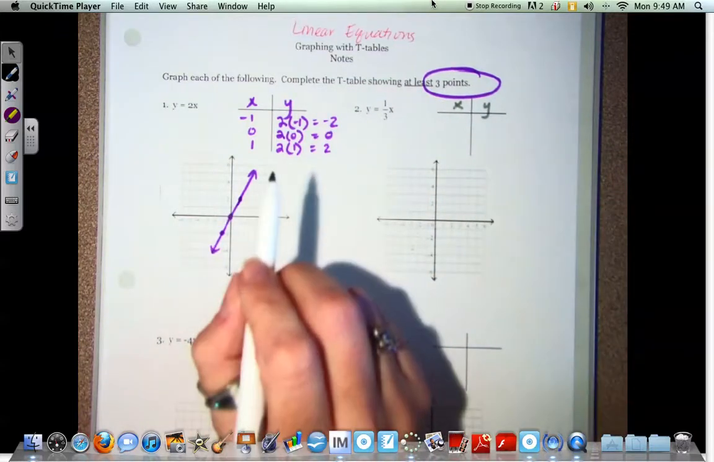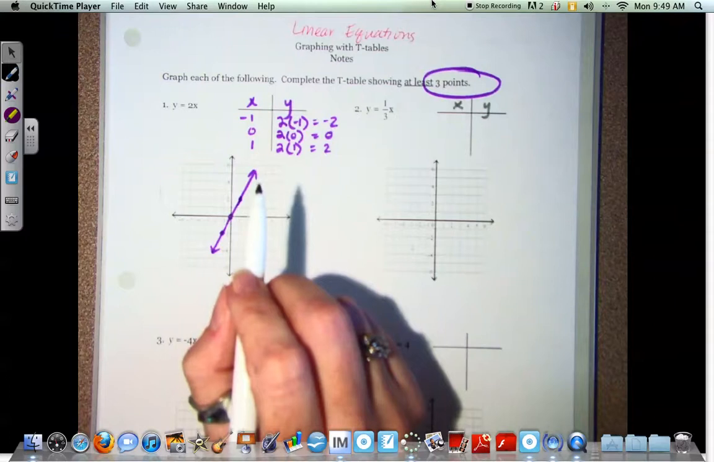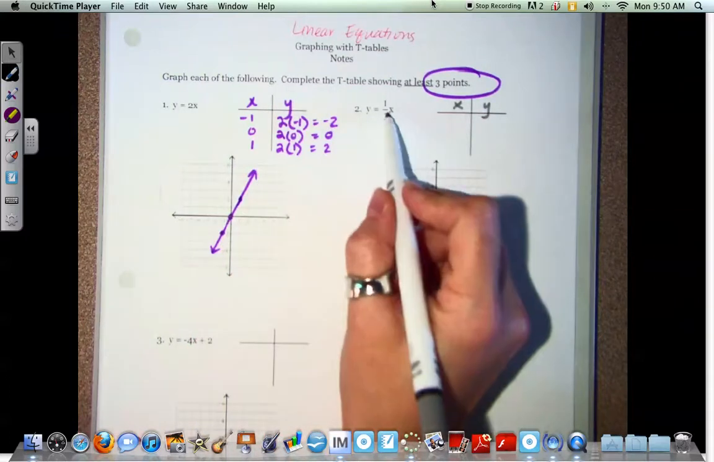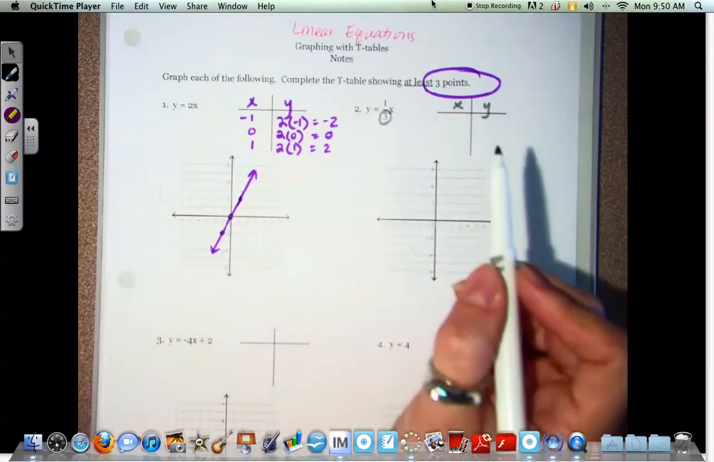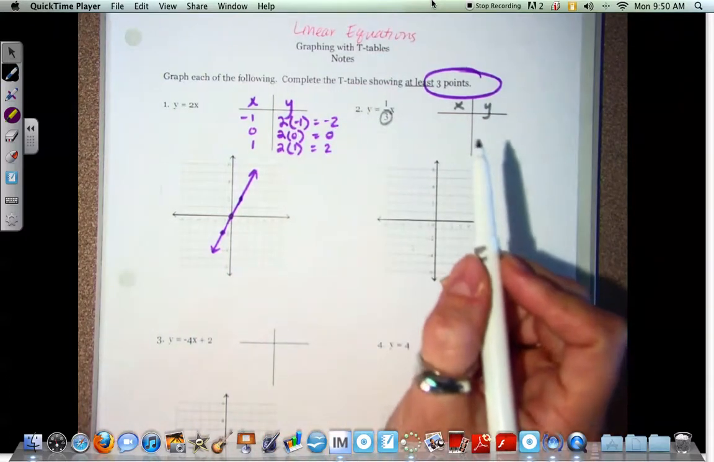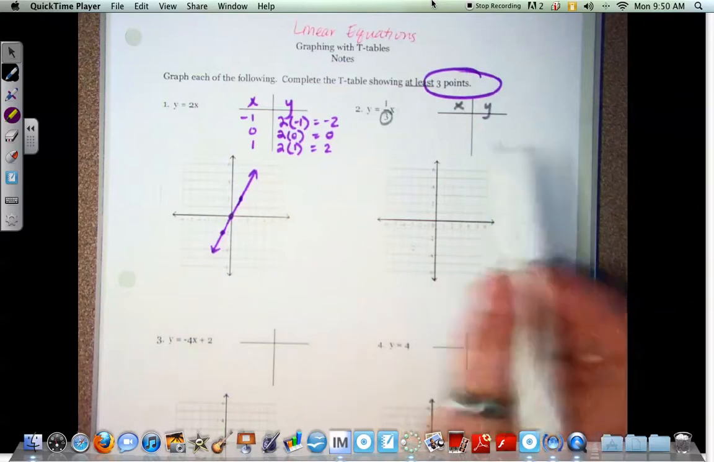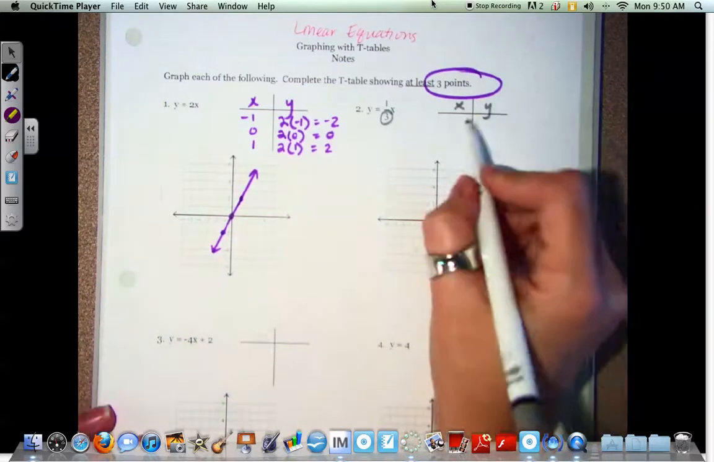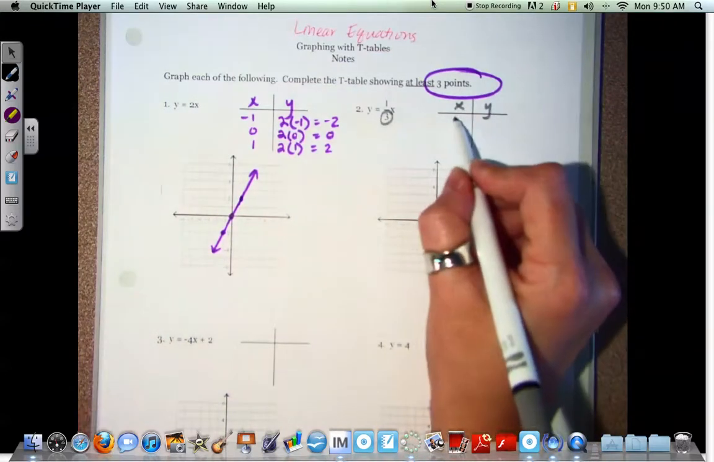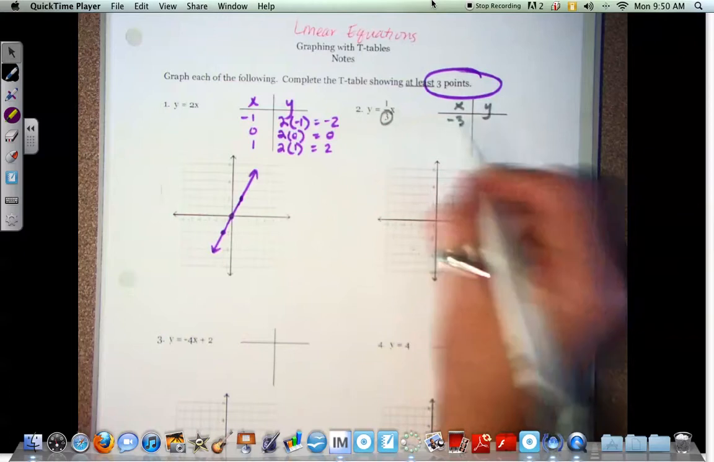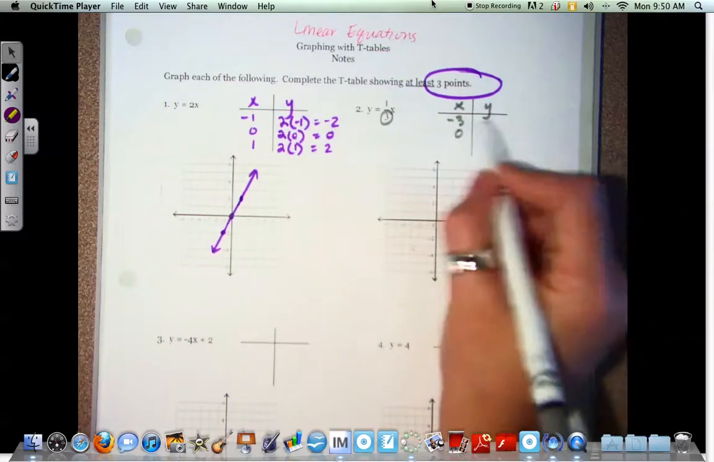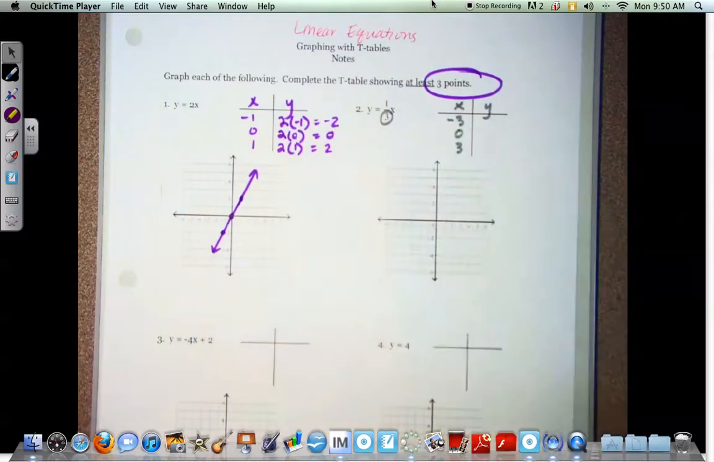Now, when you have a fraction, my suggestion is to use multiples of what's in the denominator so you get out whole numbers. 3, 6, 9 would work. I like to use a negative number, so I'll use negative 3, 0, and positive 3.